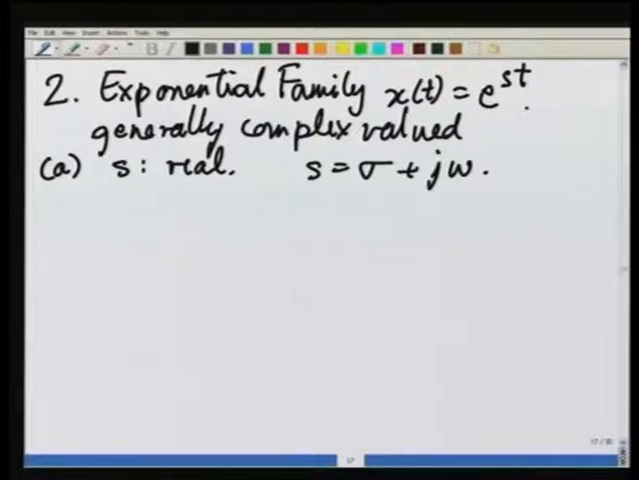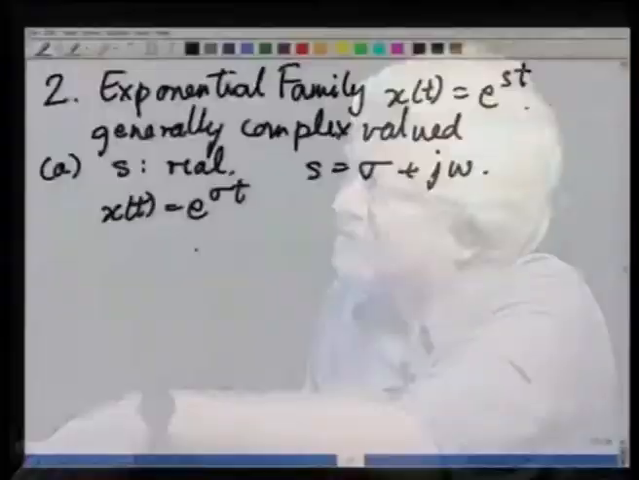Sigma plus j omega. So, when s is real, x(t) equals e to the sigma t. Now, what does this function look like? It is very important to know how the graph of a function looks, because it makes us much more comfortable in dealing with the signal. So, very often we have to know how the signal looks, and so here goes.